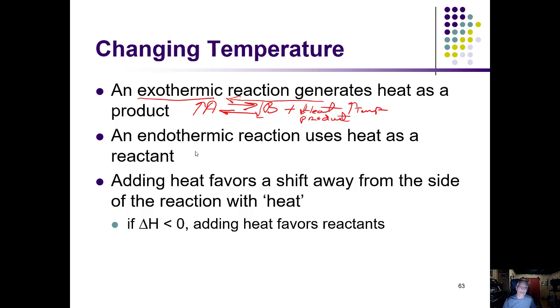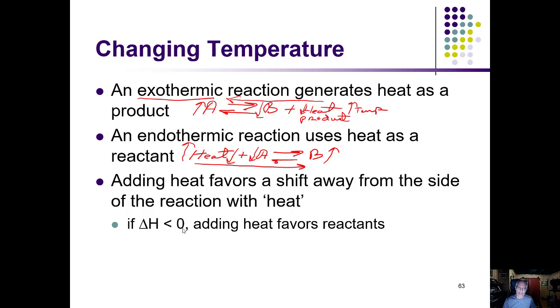For an endothermic reaction, this is where heat is a reactant. So this would be heat plus A in equilibrium with product B. And so in this case, heat is a reactant. Now if I increase the temperature, the equilibrium is going to shift to the right. It's trying to lower the increase in heat, so it's trying to bring this back down. In the process of shifting to the right, it's going to decrease the concentration of A and increase the concentration of B. Adding heat favors a shift away from the side of the reaction that the heat is added to.